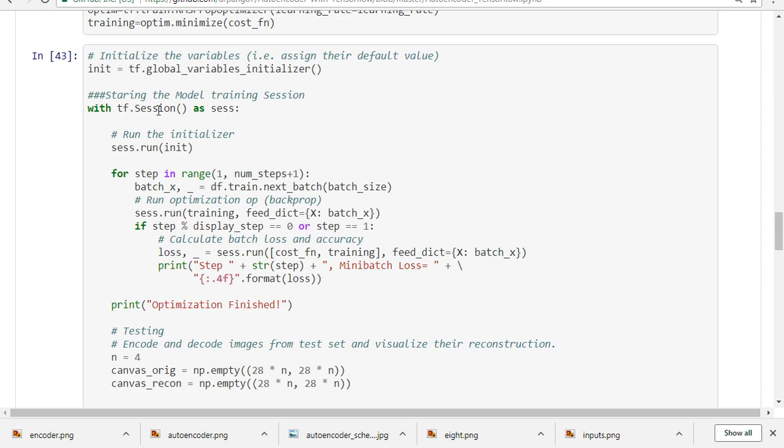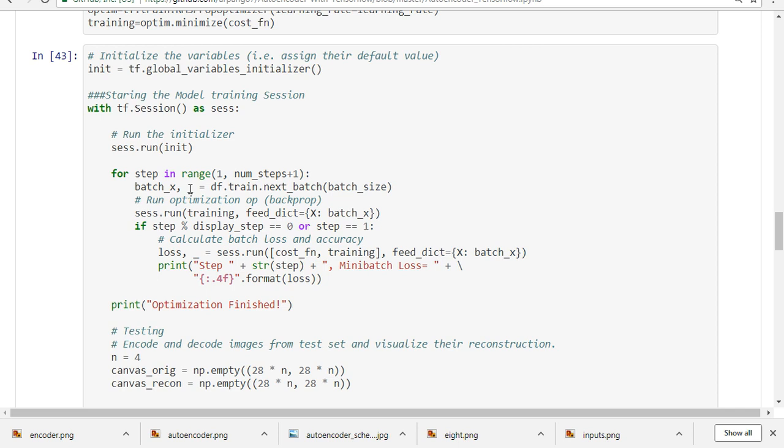With tf.Session as sess, you run initializing the global variables, and then for each step you're going from 1 to the number of steps, which is 40,000. You are taking the batch, and you are not taking the y because you don't need the y. You're just compressing the original image into the compressed state and then decoding. That's why we are not using the batch_y.